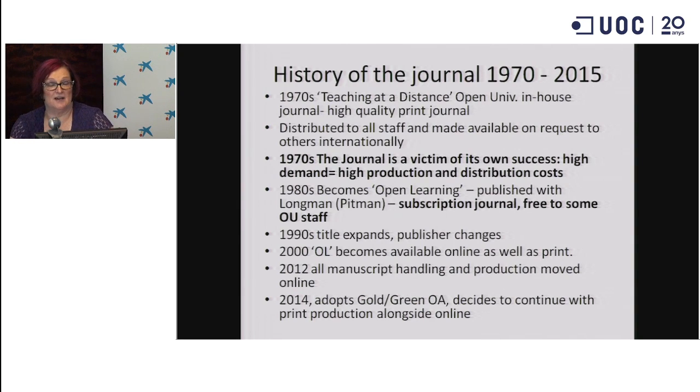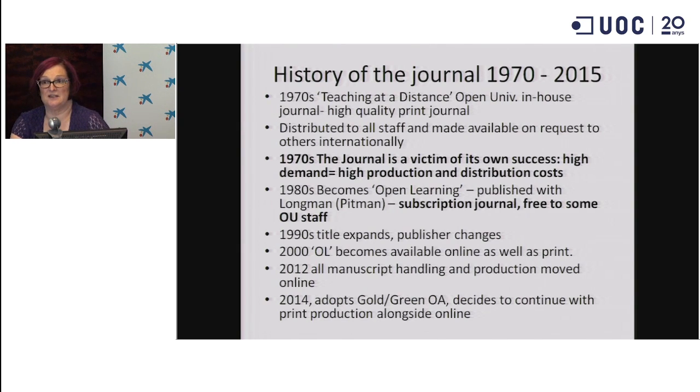By the middle of the 1970s, it was a victim of its own success. The university could no longer afford to produce this high-quality print journal and distribute it from everywhere, from the Outer Hebrides and Scotland across to China. So the university looked for a partner among commercial publishers in order to actually generate some income from the activity that would support the university in continuing to produce it.